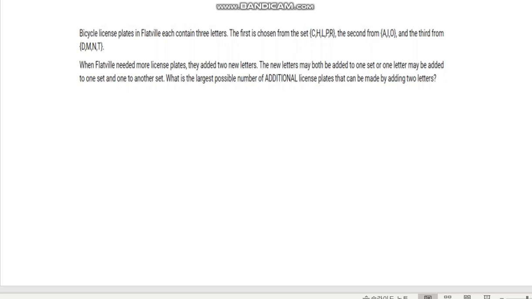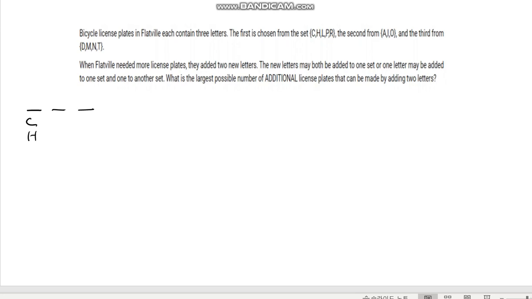So this is the last problem, problem number 5 that I gave you, and you have to understand it really carefully. First it says bicycle license plates in Flatville each contain 3 letters. The first is chosen from the set. So you have 3 letters, and they are in a certain order. You can see there, the first is chosen from CHLPR.